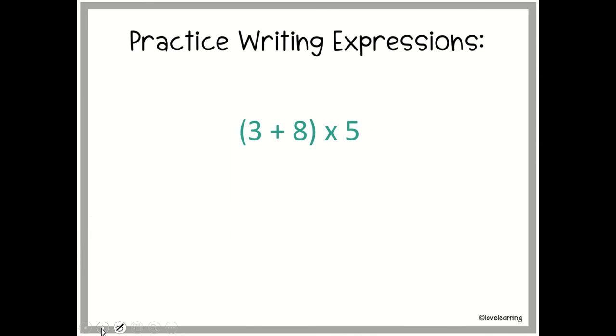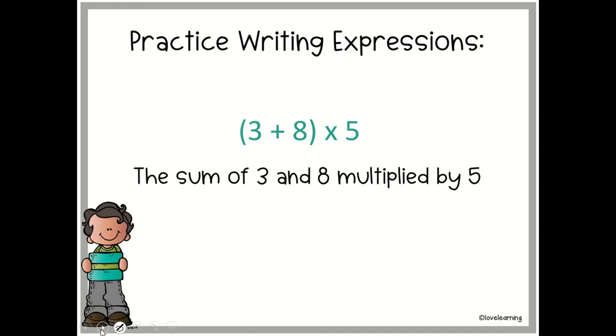Okay, and the last one we're going to look at is (3 + 8) × 5. Remember, we always solve those parentheses first. So in the same way that I write the equation, I want to add that 3 and 8 first. I could use the word sum again. I could say the sum of 3 and 8, then I have to multiply by 5. So if I put it all together, I'd say something like: the sum of 3 and 8 multiplied by 5.